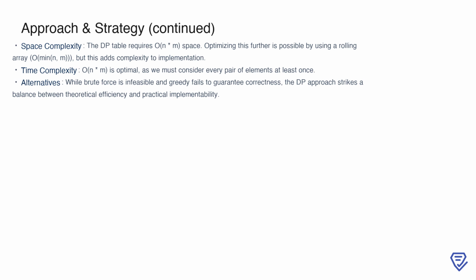cannot guarantee correctness. Dynamic programming strikes the right balance, combining theoretical efficiency with practical feasibility. By focusing on recursion and memoization, this strategy ensures that we systematically explore all possibilities without redundant computations, making it both robust and efficient for this problem.